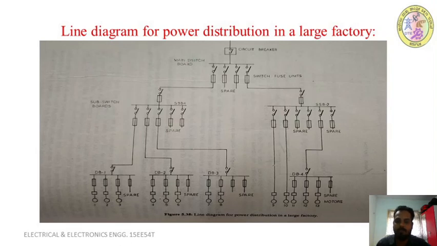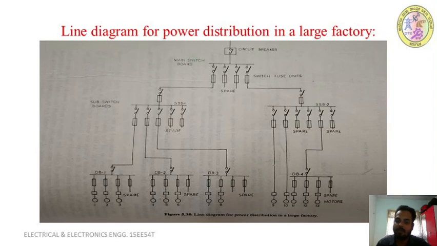In the main switchboard, only 2 switches have been connected, and another 2 we have kept as spares. These may be used for future connection, or if any problem happens with this switch, then you can take over that load to this switch. So this may be for future expansion of the factory, or we use these spares for standby operation. From this main switchboard, we then go to the sub switchboard.